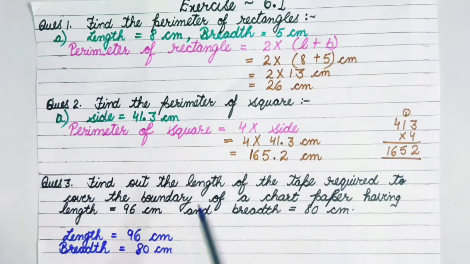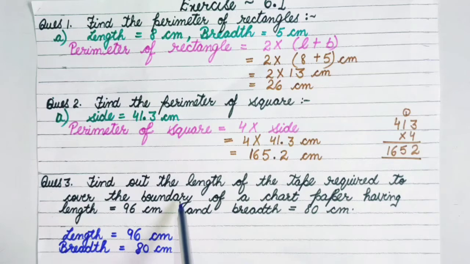One more thing, class: in this question it is not given whether you have to find the perimeter or the area. So you have to check by yourself whether we have to find the perimeter or area. See here how we will find it out. Boundary of the chart paper. Students, when we are talking about the boundary of any shape, it means we have to find the perimeter.